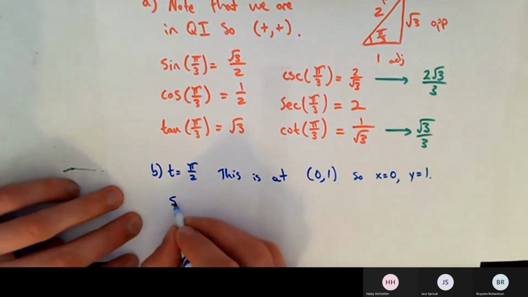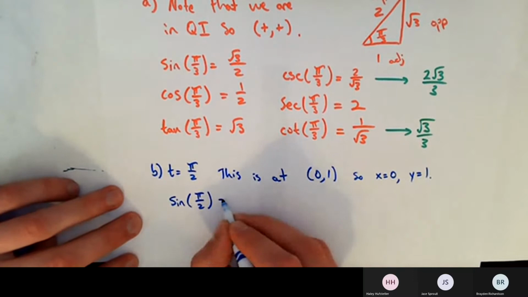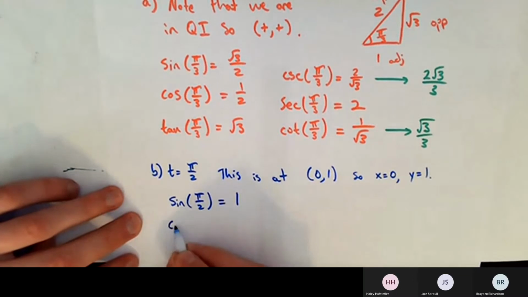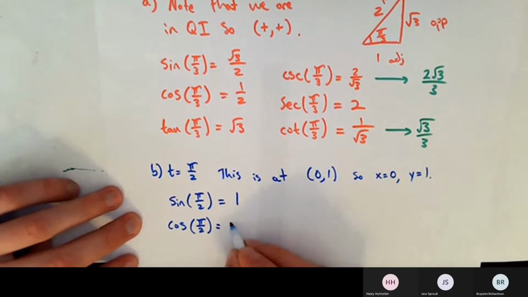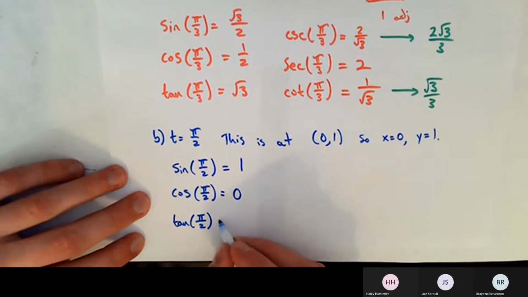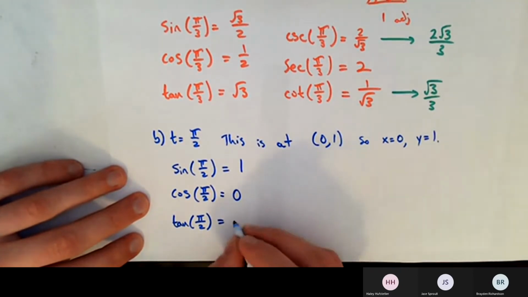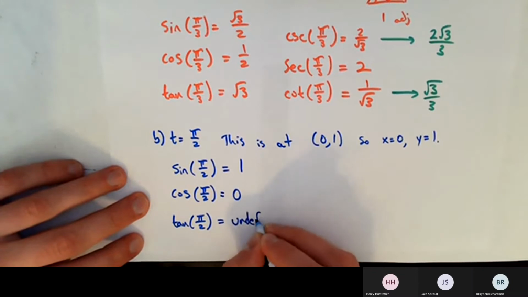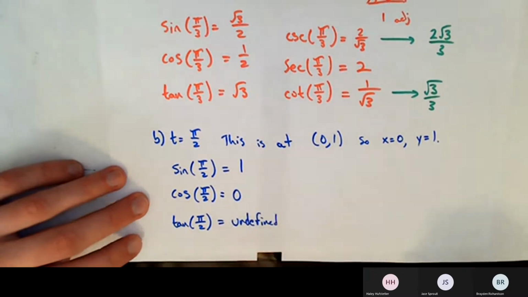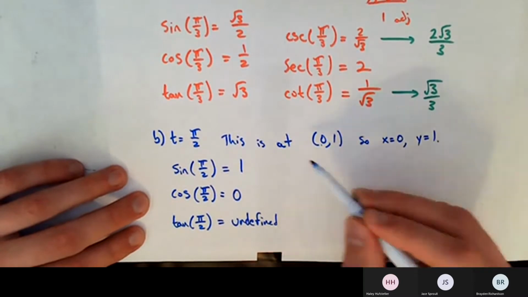So for sine, I know that my sine value should be directly equal to the y value. So sine of pi on 2 is 1. Cosine of pi on 2 should be straight up equal to the x value, 0. Tangent of pi on 2 should be y over x. Y over x is going to be 1 over 0, so that's undefined.